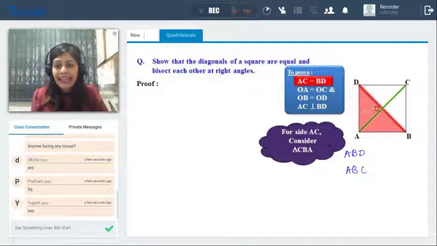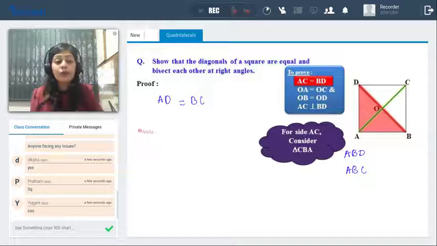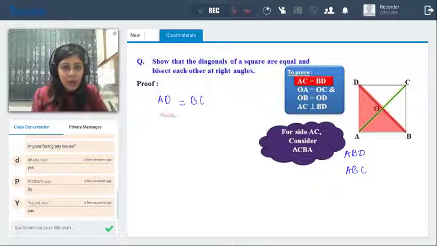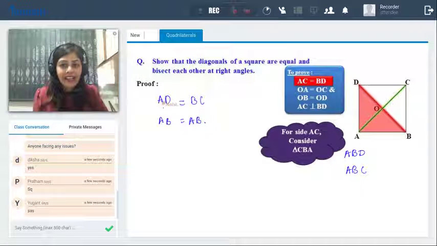So what do we know? AD and BC, which are the opposite sides, are sides of a triangle and they are congruent to each other. Yes, definitely. What else do we have? We have AB equal to AB. AB becomes the common side. And we have angle A equal to angle B.